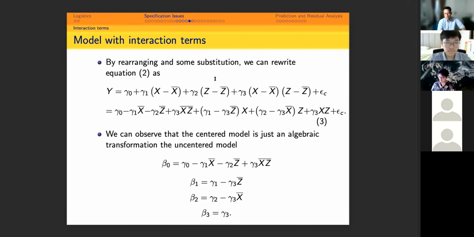Again, I don't want to scare you with mathematics, but it's just very simple mathematics. It just looks quite long, but it's very straightforward. As you can see, xc, zc, and xc zc are just centered x, centered z, and the interaction between centered x and centered z. So there's nothing to be concerned about.